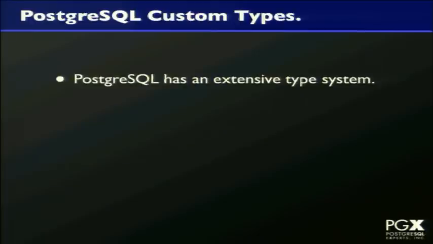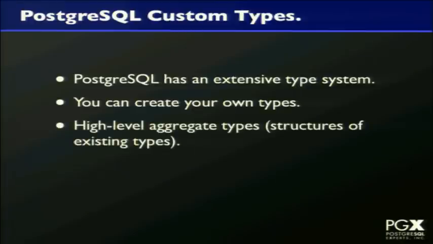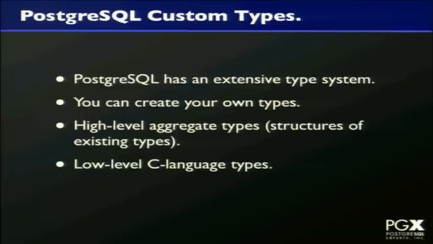So Postgres has a really extensible type system. The reason we have things like PostGIS is because it's able to extend the typing system. This is the reason that Postgres gets PostGIS and other databases kind of don't. You can create your own types, and there are kind of 2 flavors. There are high-level aggregate types, which are structures of existing types that are already defined in Postgres, or you can define low-level C-level types that have their own bit patterns that are completely isolated from the rest of Postgres. We're not going to talk about those today.